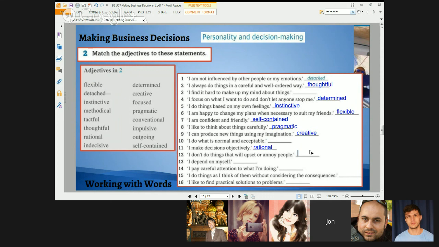I don't do things that will upset or annoy people. Is it tactful? Tactful. Okay, I agree. Sorry, teacher. Yes. Could we use adjectives several times? No, only one time. Why is this not writing properly? Tactful. There we go.